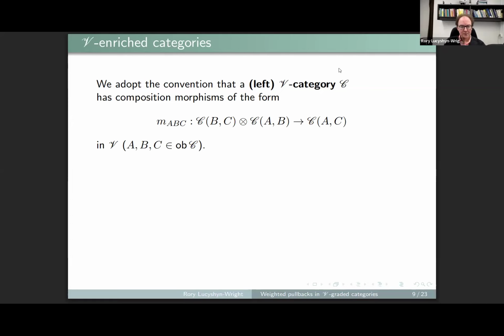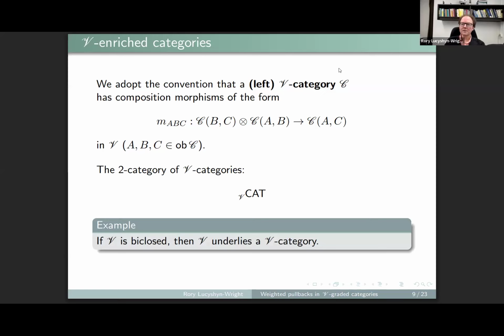So the composition morphisms are in V, and they go from script C, B comma C, tensor script C, A B to script C, A C. This is one of two conventions. This is sort of the non-diagrammatic order in a sense; we could also instead ask for the diagrammatic order, that's different since V is not symmetric. Then we can form the two category of V-enriched categories, VCAT. As far as examples of V-enriched categories, of course, there are lots, but a very basic example is that if V is biclosed, then certainly V underlies a V category.